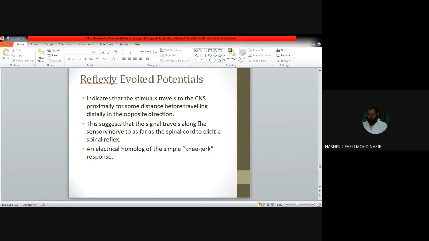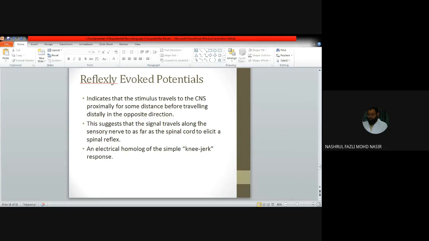If you can remember, please jot it down. This suggests that the signal travels along the sensory nerve as far as the spinal cord to elicit a spinal reflex. So it is an electrical homolog. You can say that it is similar to a simple knee-jerk response.